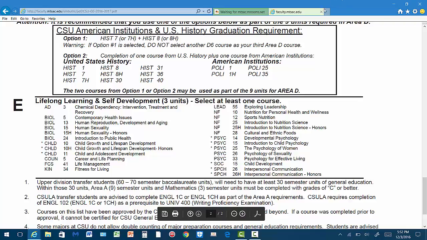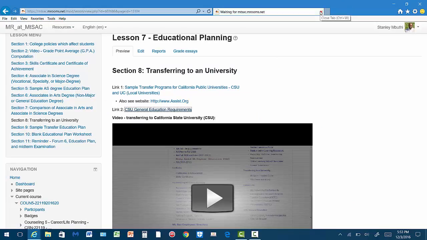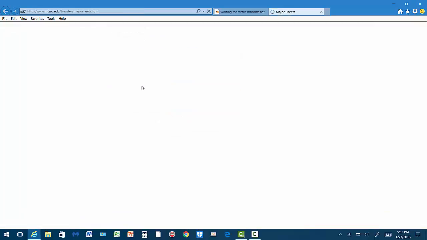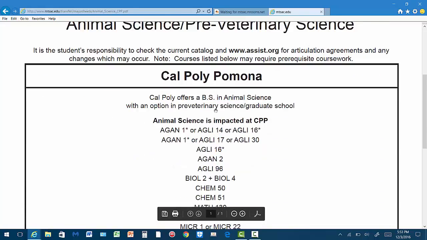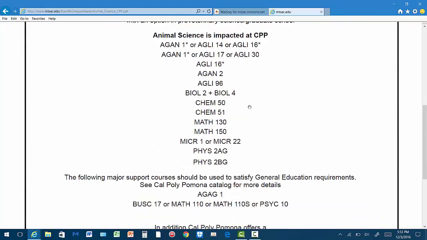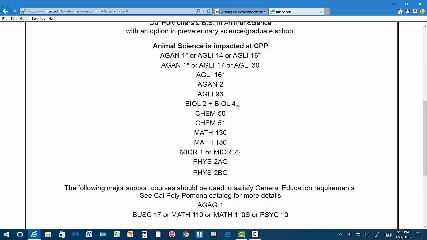Now you need 60 units to transfer to a 4-year college. Where do those 60 units come from? So 40 from general education, as we just said, and the other 20 to give you 60 minimum. Remember, there's no maximum, but 60 minimum. Those should come from your major. So if you're going to go to Cal Poly Pomona, majoring in animal science, these are the classes which should give you the balance of 20 units that you need in addition to general education in order to be able to transfer to Cal Poly Pomona.